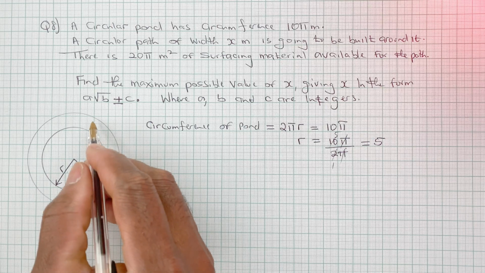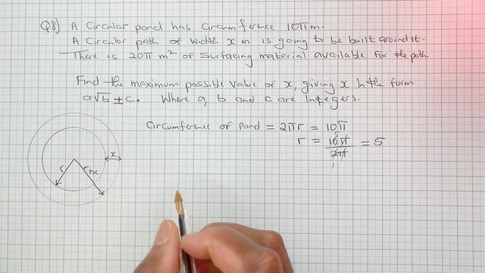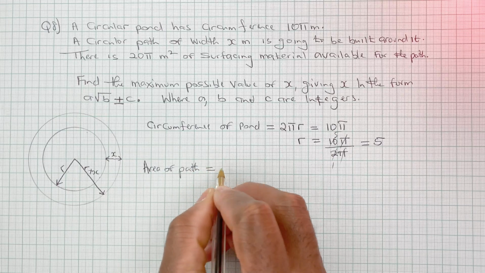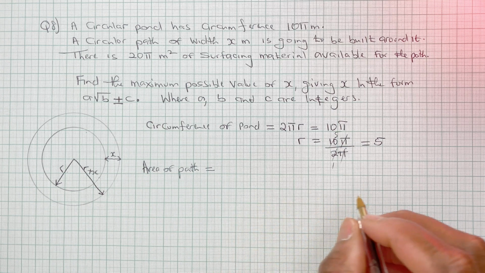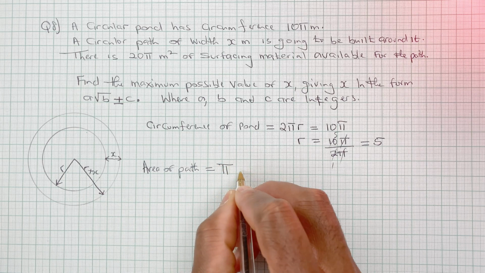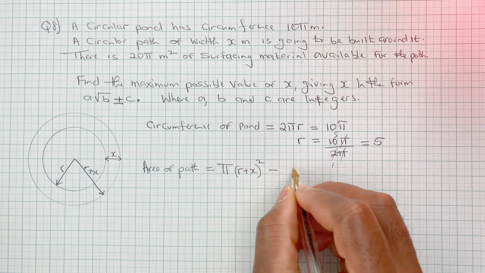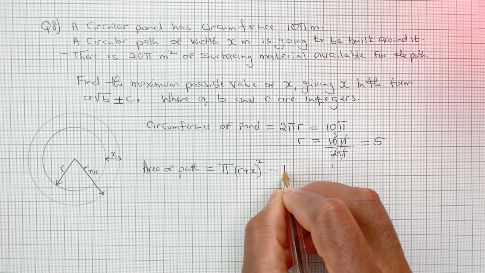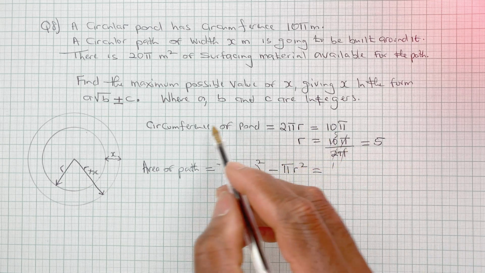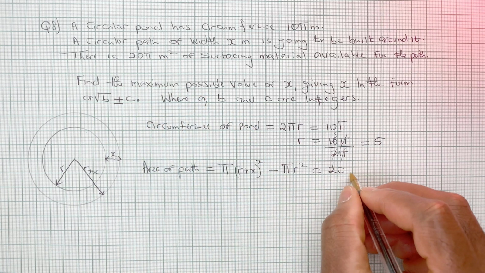So what we now need to do is find the area of the path. The area of the path would be the area of the bigger circle minus the area of the smaller circle. So the area of the path will be equal to the area of the bigger circle. Now the area of a circle is pi r squared. So the bigger circle is pi (r plus x) squared. You then take away the area of the smaller circle, which is pi r squared. And that should be equal to 20 pi meters squared.